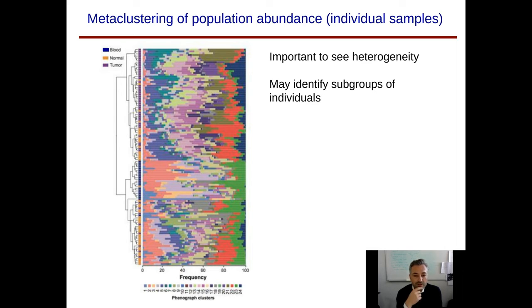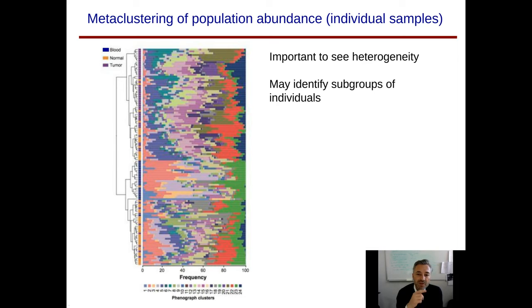So in this case, for example, we did meta-clustering of all these clusters, and we can see that the blood samples in blue, they all cluster into a branch of the tree, and the tumor in a different branch of the tree. Instead, the normal tissues are scattered between the blood and the tumor tissues. So some tissues look more like the tumor, and others more like the blood.